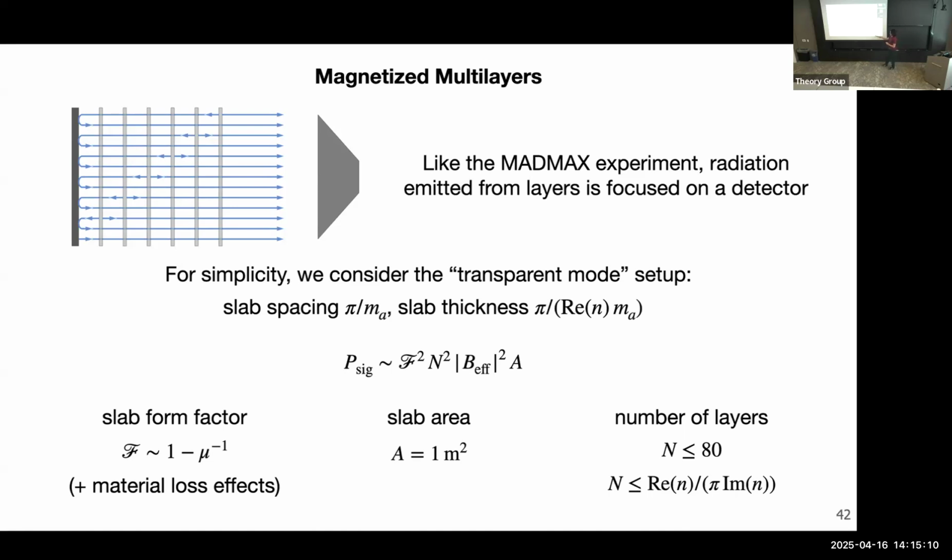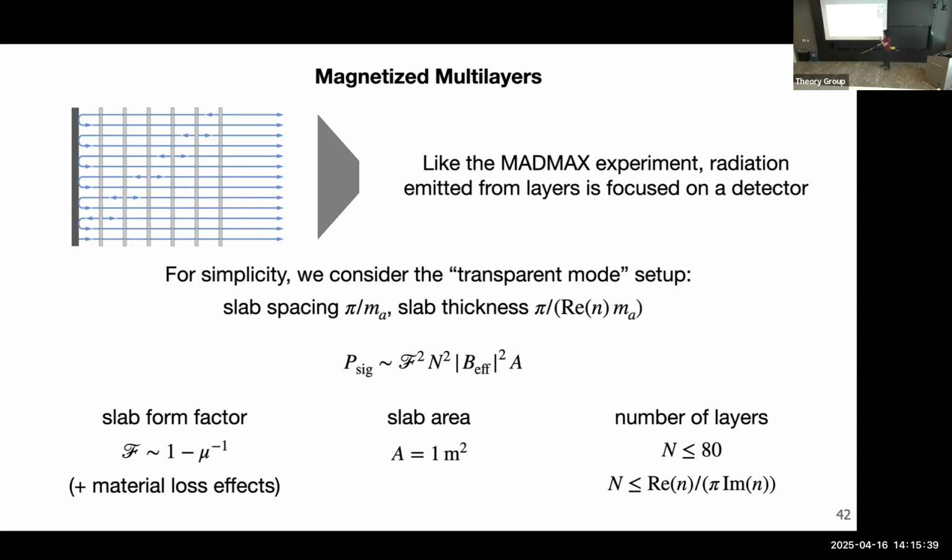So I'm going to do the most naive possible thing. I'm going to space all the slabs by pi over m_a, and I'm going to make each slab pi over n m_a. The point of that is that this is going to be what's called the transparent mode setup, where basically what is emitted from one slab just constructively interferes with all the other ones, and nothing else interesting happens. This doesn't give you the best frequency sensitivity range, but this is something that is simple to calculate. And so the power that is coming out of the end of this thing goes like this. There's first off a slab form factor.